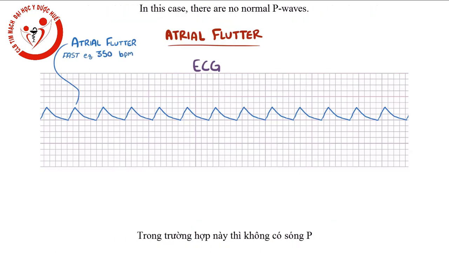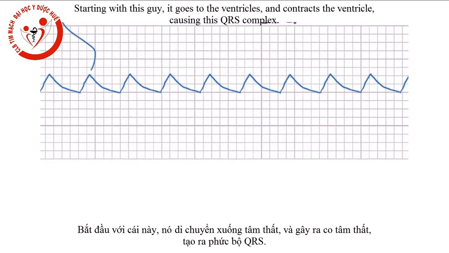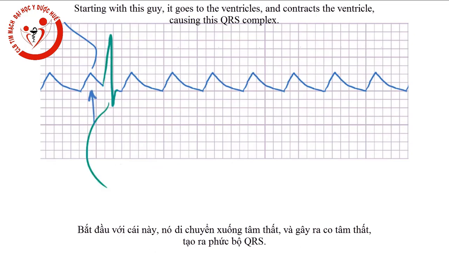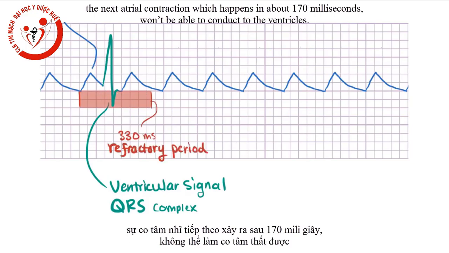In this case, there are no normal P waves. Instead, they're called flutter waves, or F waves, and they take on this sawtooth shape. Starting with this guy, it goes to the ventricles and contracts the ventricles, causing this QRS complex. If the cells in the AV node need to wait about 330 milliseconds, the next atrial contraction, which happens in about 170 milliseconds, won't be able to conduct to the ventricles.